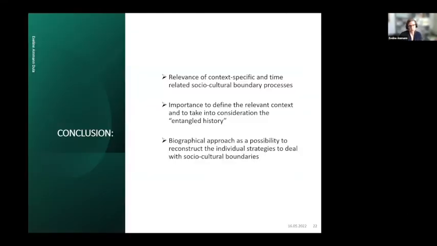Yes, so these are my conclusions: the relevance of context-specific and time-related social and cultural boundary processes, like social inequalities, and taking the relevant context into consideration as entangled history, between different histories, which is very important. And the biographical approach is one possibility to reconstruct the individual strategies to deal with this kind of social inequalities.